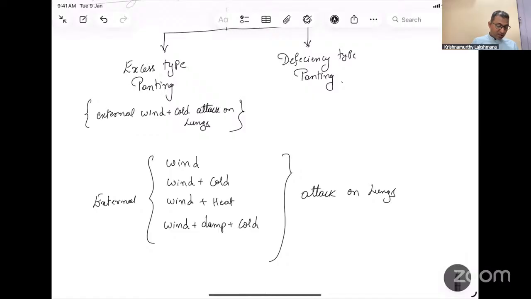And in the deficiency type, what is the deficiency? Different types of deficiency in lungs: lungs Qi deficiency, lungs Yang deficiency, right? So for the deficiency type, sir has told it is lungs Qi deficiency. Okay.